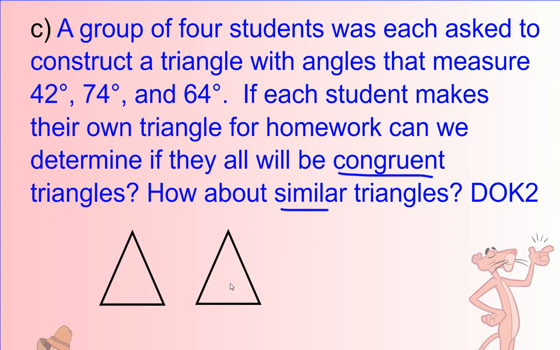I don't believe they would, because there's nothing here that says that the side lengths have to be the same. All it says is the angles have to be the same. So this triangle, if I shrink it down, it's still similar. The angles would all be the same, but the side lengths would be different. So, no, they would not have to be congruent.